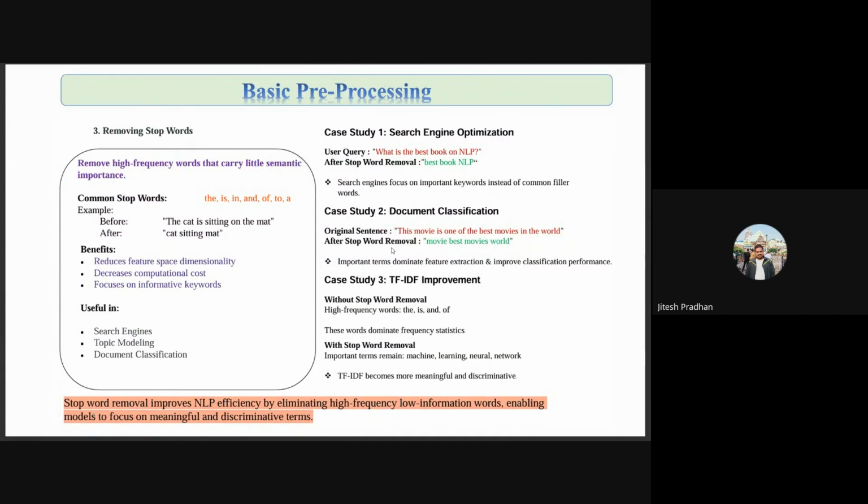After stop word removal, this sentence becomes: movie, best, movies, world. So the important terms dominate feature extraction. In this case, these terms are important. Now in the third case, TF-IDF, that is term frequency and inverse document frequency, we will discuss what it is. Without stop word removal, the high frequency words will influence the TF-IDF. We will see it.